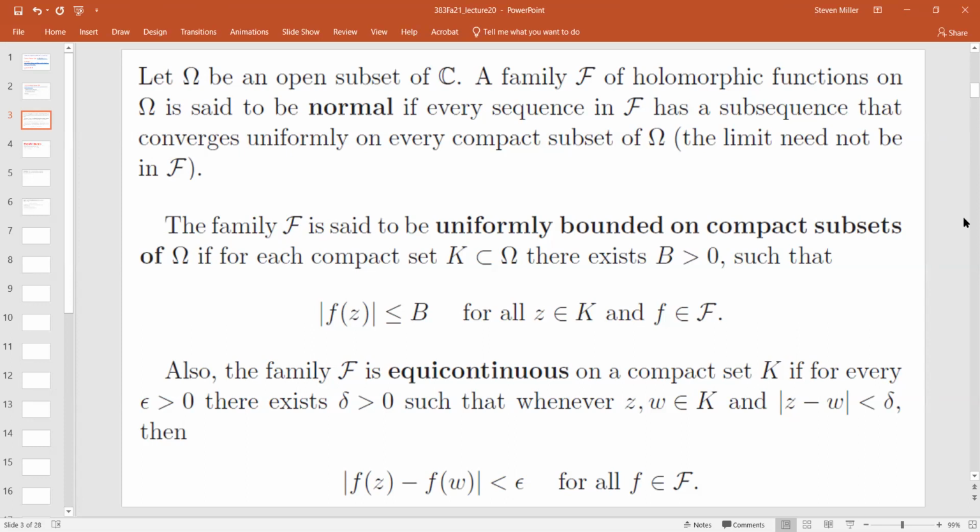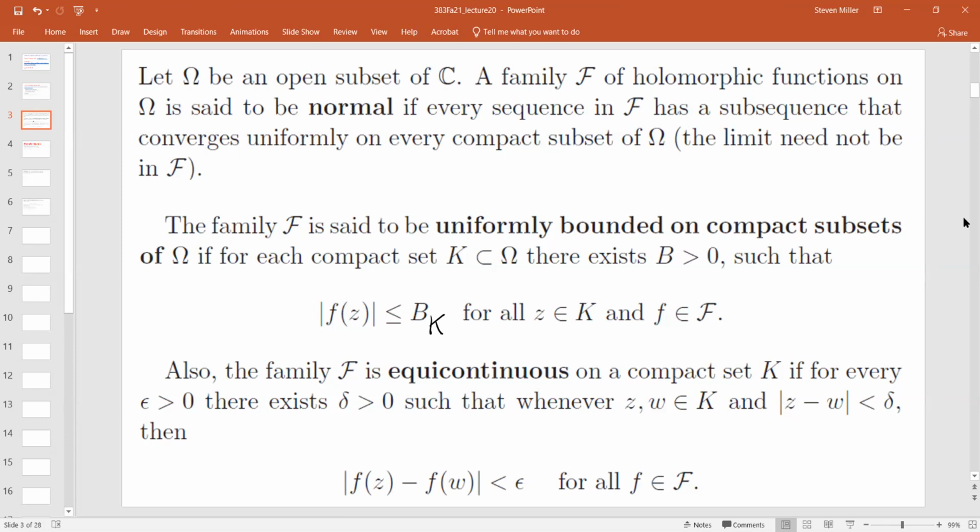A family is uniformly bounded on compact sets of omega if for every compact set K there exists some b such that the absolute value of f is at most b. By now you should know I absolutely hate this notation. What do I want to replace? I want this to be b_K. I want to remind myself that the constant depends on the compact set K.